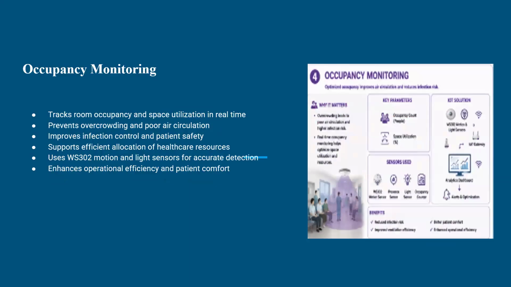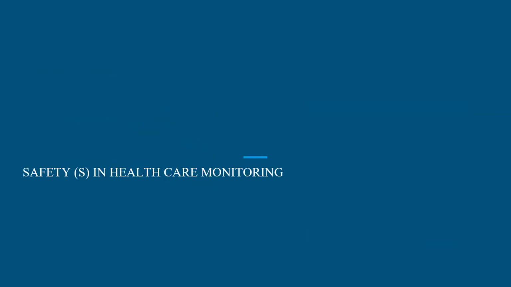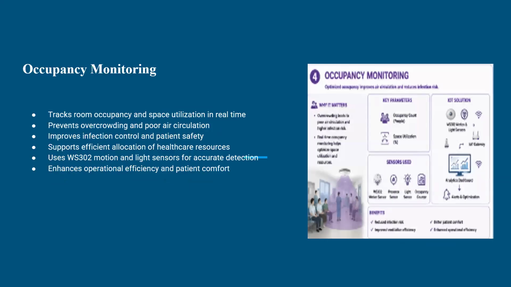The next one is patient recovery occupancy monitoring. As you can see, in hospitals, different types of occupancy monitoring happen. It tracks room occupancy and space utilization in real time. If we can prevent overcrowding, then air circulation can also be improved. So it also improves infection control and patient safety.